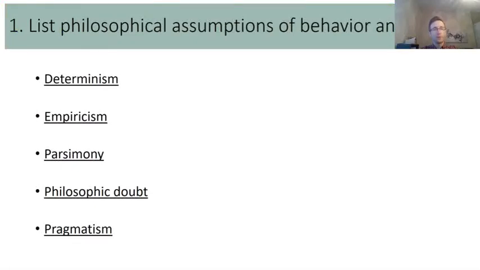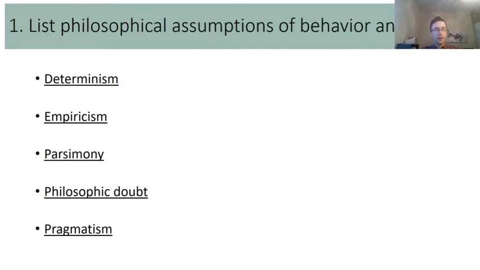Beginning with objective 1, list philosophical assumptions of behavior analysis. Here they are. So in this slide, all we're going to do is list them. The first assumption is determinism. The second assumption is empiricism. The third assumption is parsimony. The fourth assumption is philosophic doubt. And the fifth assumption is pragmatism.